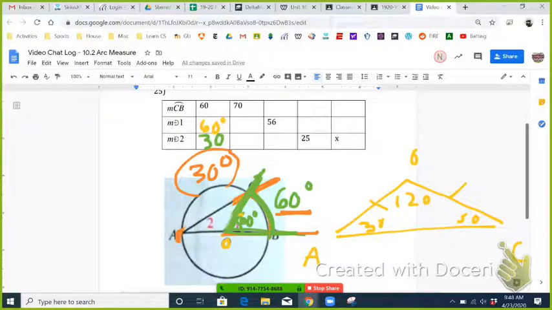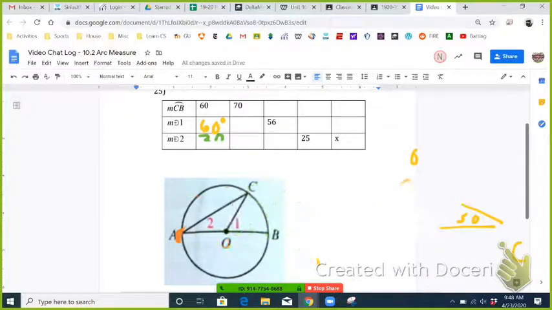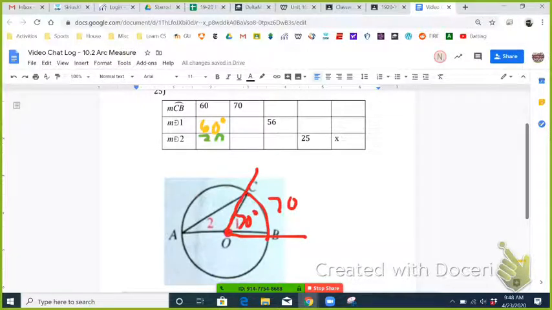We can do the same thing for all of these. Now, if arc CB is 70, this central angle is also 70. When the vertex is on the center of the circle, it's going to equal the arc. Which makes this angle 110, which means 70 is left over for the two acute angles of this triangle. Divide by 2, so this angle right here has to be 35.